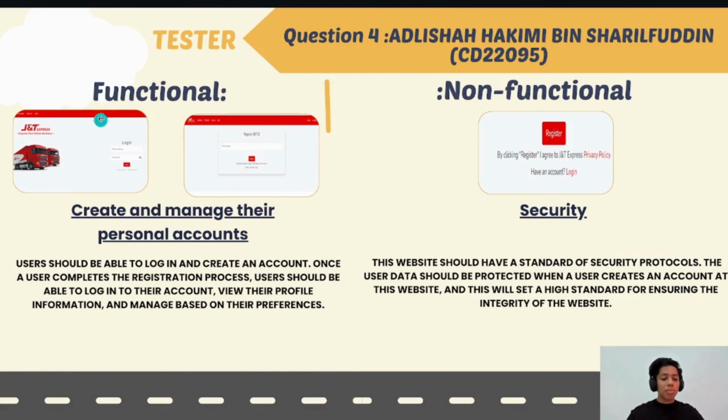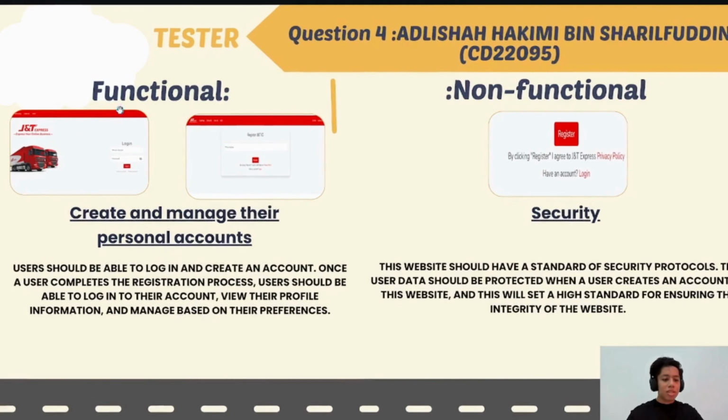So this is an example of the functional requirement, which is the login, and then the user can customize it at register ID. After that, this is an example for the non-functional requirement, which is security, by clicking register, I agree to J&T Express policy, which is protected by the security protocols.